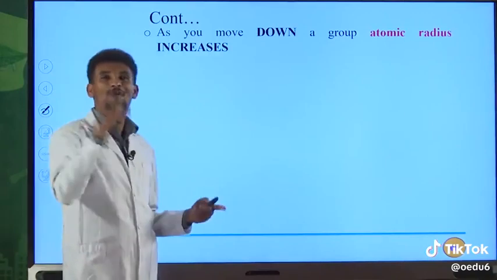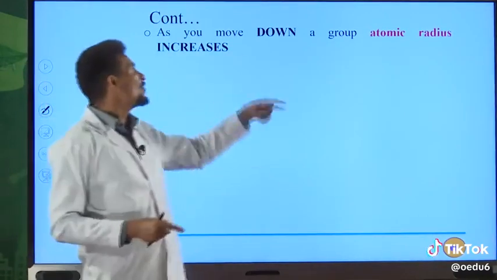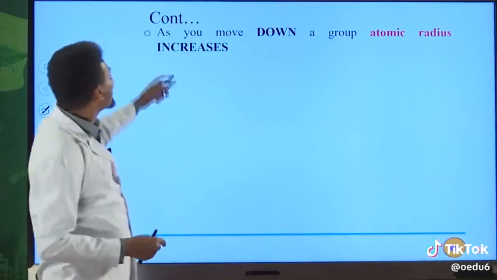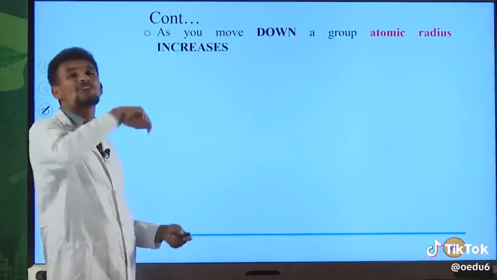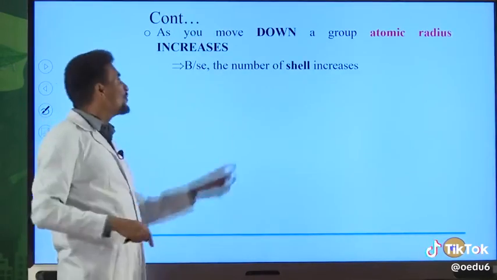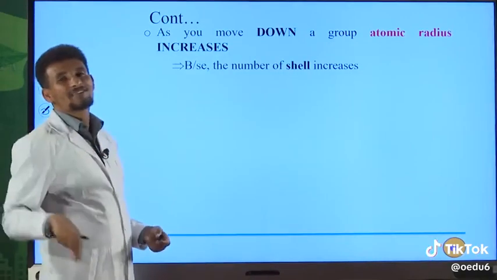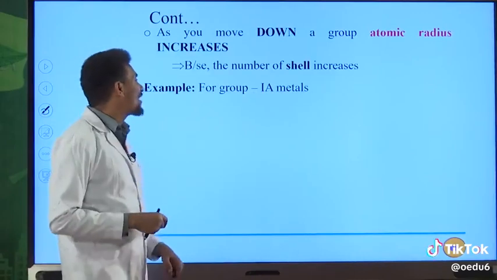Okay, let us come to the trends. As you move down a group, atomic radius increases. Why does atomic radius increase? Because shell increases. When we move down the group, the shell of the atoms increases. When shell increases, the radius of the atoms also increases.